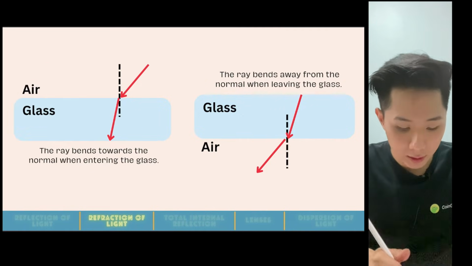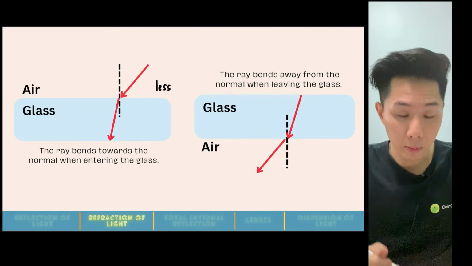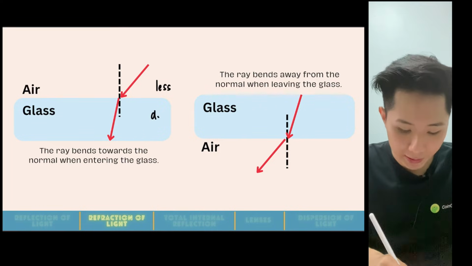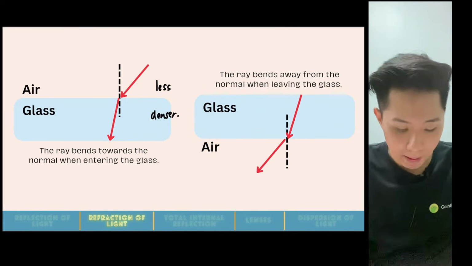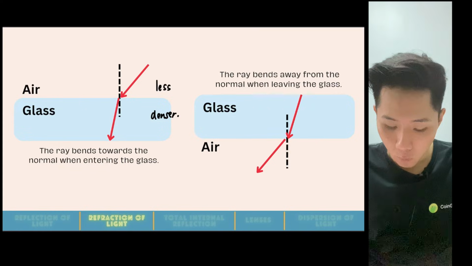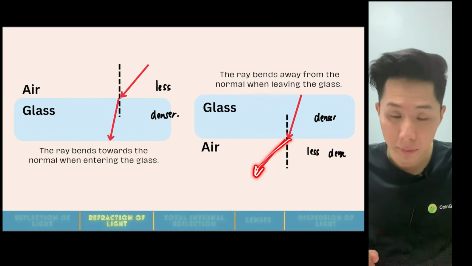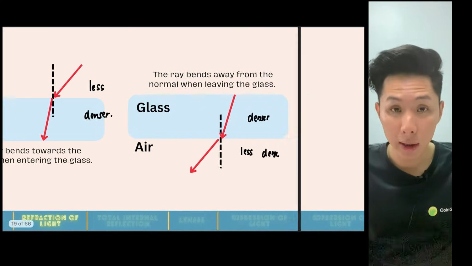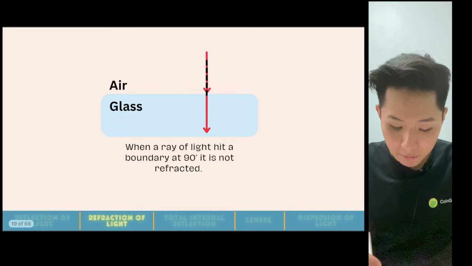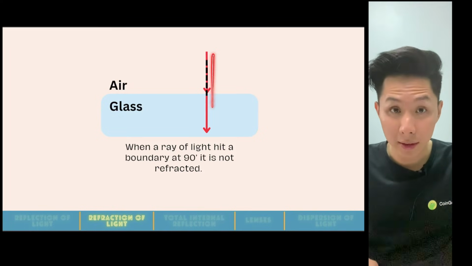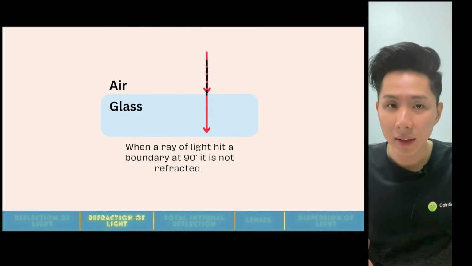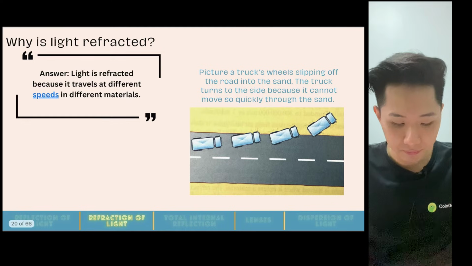What I'm showing here is that when light travels from a less dense medium to a denser medium, it bends towards the normal. Whereas if light travels from a denser medium to a less dense medium, the light will bend away from the normal. So that is how it works. And if the light ray hits a boundary at 90 degrees, then nothing is going to get refracted.